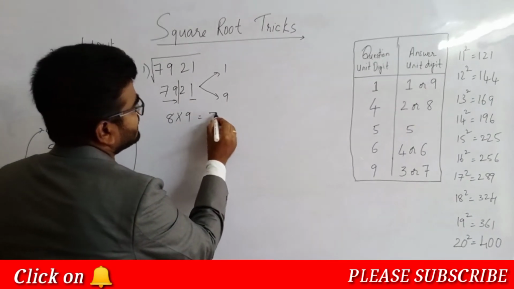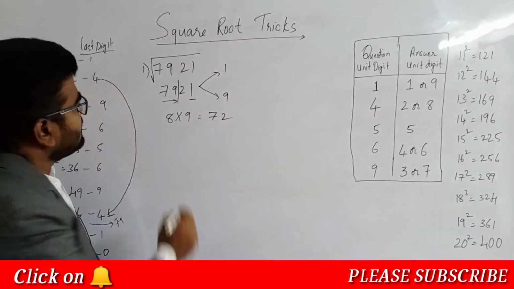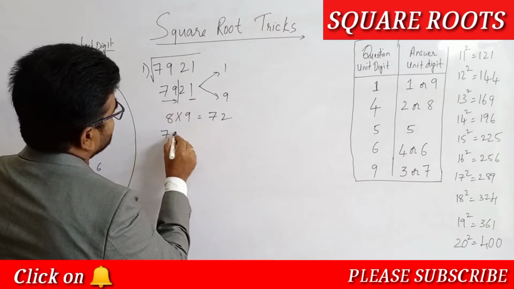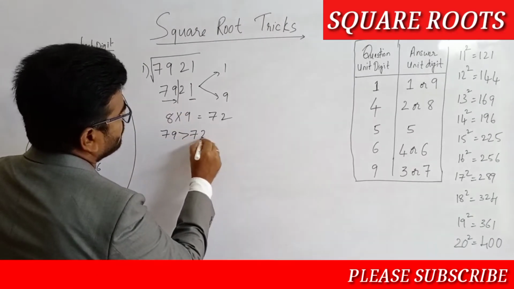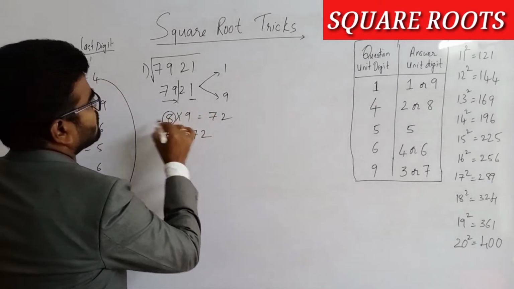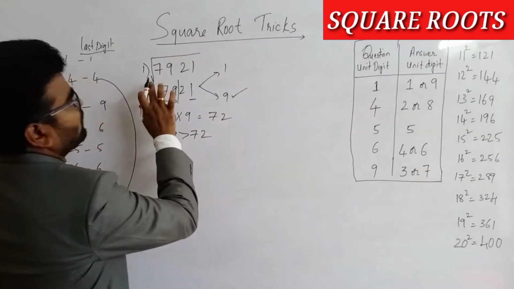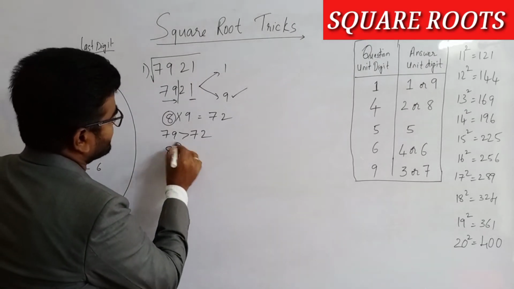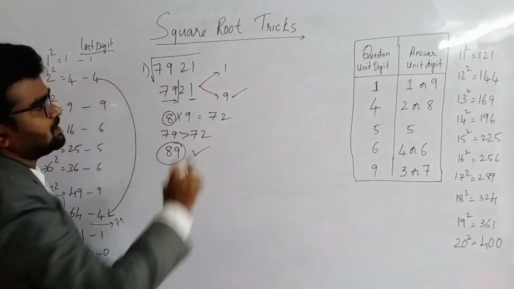8 nines are 72, and we compare this with the 79. Since 79 is greater than 72, you have to consider the larger number. So finally, the square root of 7921 is 89. This is the perfect square root of 7921.